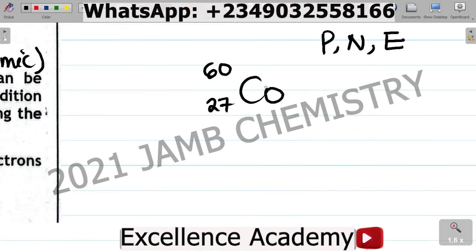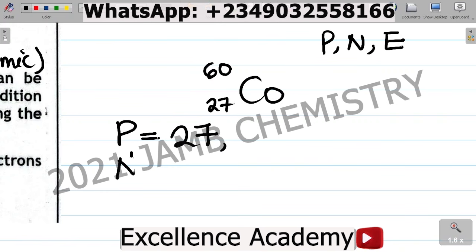All right, so how do we solve this question? What do we do? The first thing you want to notice is that the easiest to get is the number of protons. And the number of protons is equal to the atomic number, which is the number at the lower left part of this, which is 27. So the number of protons is 27.